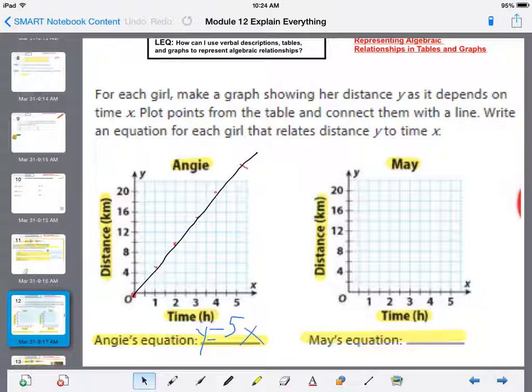We're going to do the same thing with May's equation. May's equation was y equals, remember she was going 4 kilometers per hour, so 4 times x. And so again, we start at 0, 0, and then we go 1, 4, 2, 8, 3, 12, 4, 16, and 5, 20. And again, after we plot the points, we're going to connect them with a line, again showing an upward trend.